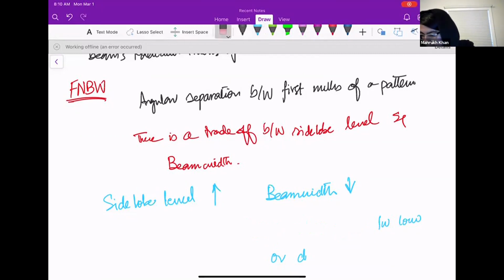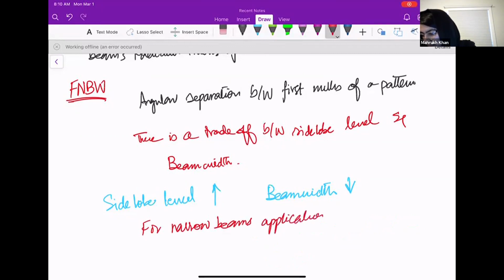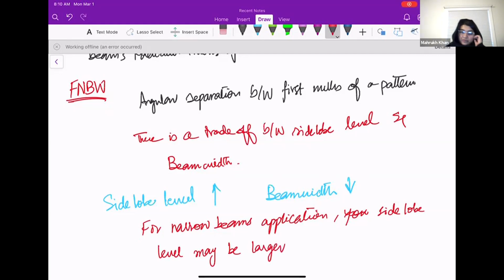So what I'm saying is for narrow beam applications, side lobe level may be larger, because the narrower the beam, the greater your side lobe level will be.